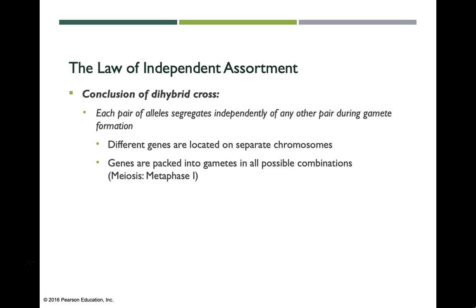So the law of independent assortment is really demonstrated by that dihybrid cross. And this is important because different genes are located on different chromosomes, and individuals are a combination of all of their genetic traits. And so we can get a variety of combinations, and that's why sexual reproduction is so important and meiosis is so important.